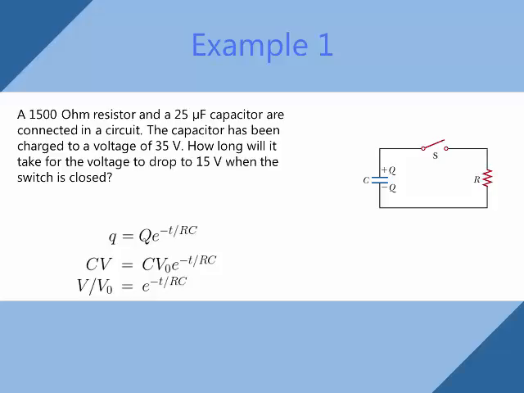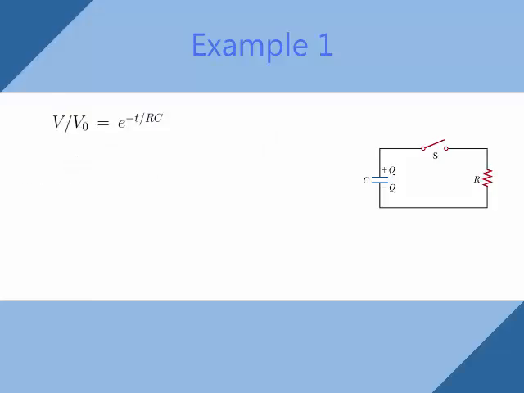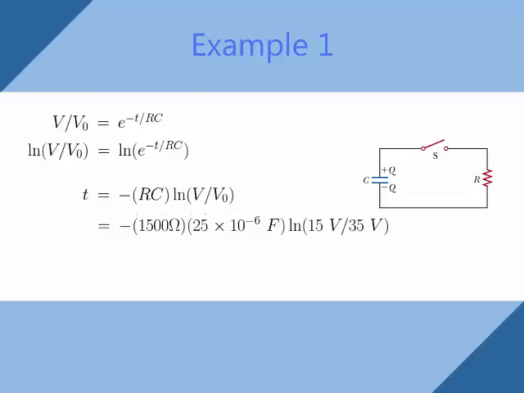We have voltages given instead of charges. So, because the charge across the capacitor is equivalent to the capacitance times the voltage across the capacitor, we can make a few substitutions. We move the exponential term by itself to one side of the equation. Then, we can take the natural log of both sides of the equation to eliminate the exponential, and rearrange to solve for t. Plugging in our numbers and solving, we have a final answer of 3.2 times 10 to the minus 2 seconds.